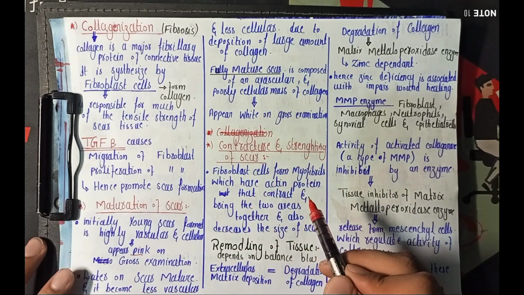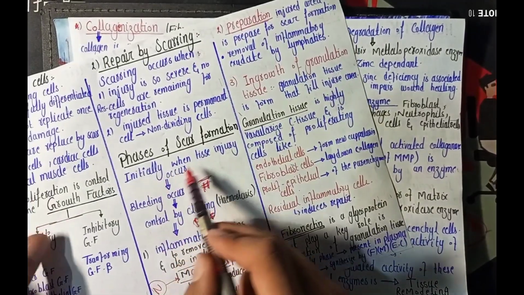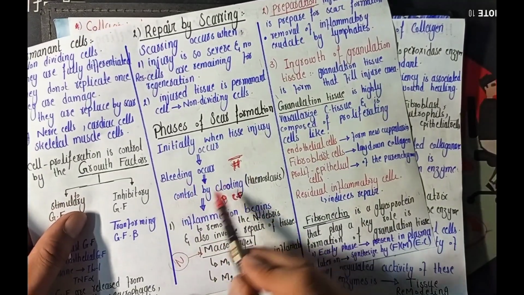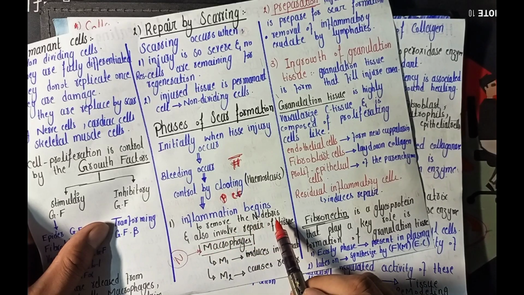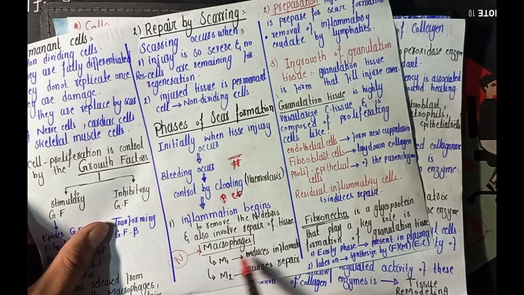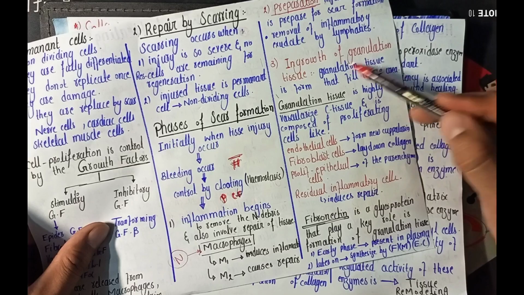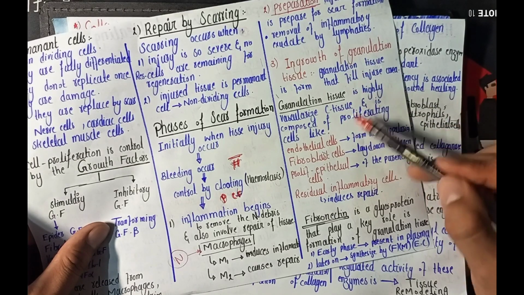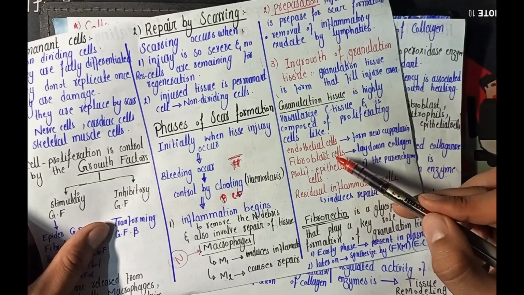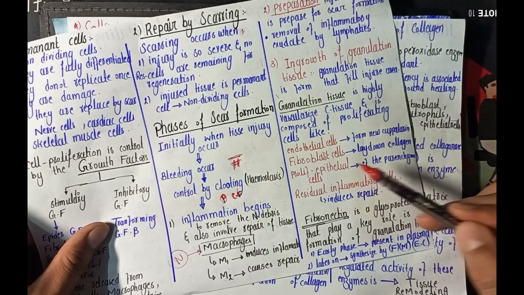the scar more strengthened. तो स्कारिंग में इनिशियली जब हमारे साथ टिश्यू इंजर होता है तो वहाँ पे ब्लीडिंग होती है, फिर ब्लड क्लॉट फॉर्म होता है, फिर उसके बाद इन्फ्लेमेशन स्टार्ट हो जाती है जो कि हमारे साथ नेक्रोटिक एरिया को रिमूव करता है और हमारे साथ टिश्यू रिपेयर को स्टार्ट करता है. फिर उसके बाद हमारे साथ ग्रेनुलेशन टिश्यू की फॉर्मेशन होती है, एंड ग्रेनुलेशन टिश्यू इज अ हाईली वास्कुलराइज्ड कनेक्टिव टिश्यू दैट इज कंपोज्ड ऑफ proliferating endothelial cell, fibroblast cell, and the epithelial cell.